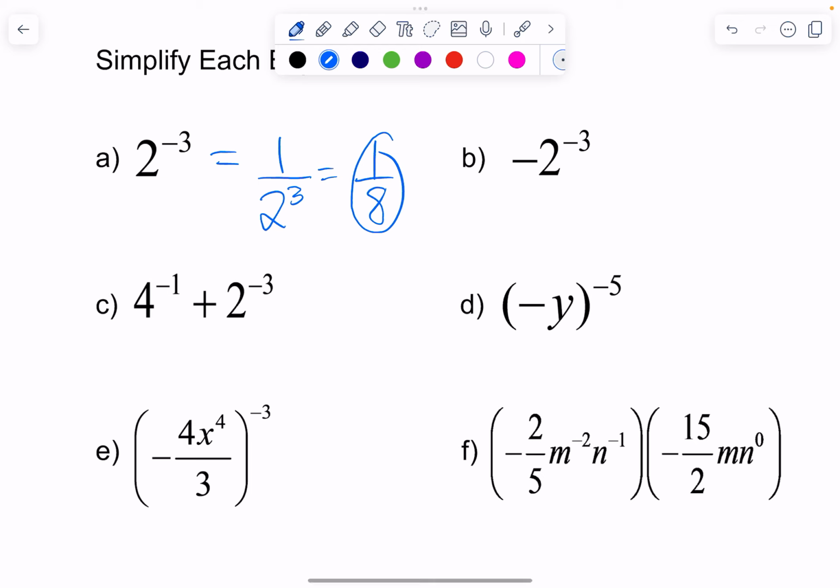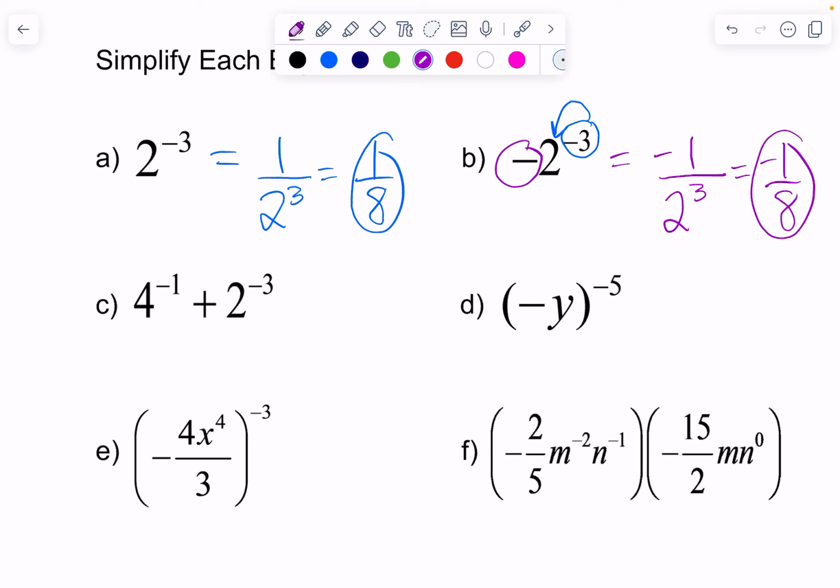B, negative 2 to the 3rd power. This negative 3 exponent is affecting the 2, not the negative 1. So this is negative 1 over 2 to the 3rd power, and that equals negative 1 over 8. Please notice that the negative, the integer, negative 1, does not get brought down to become positive. It's the exponent that can be made positive or negative by bringing it up or down to the numerator and denominator.